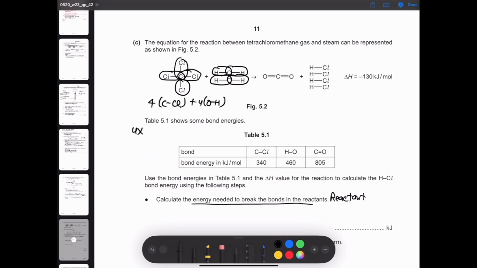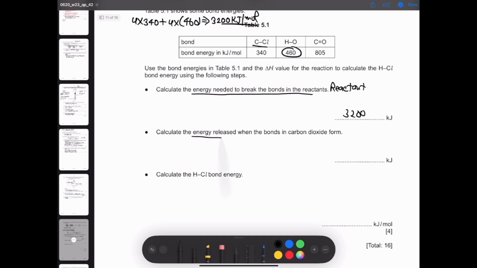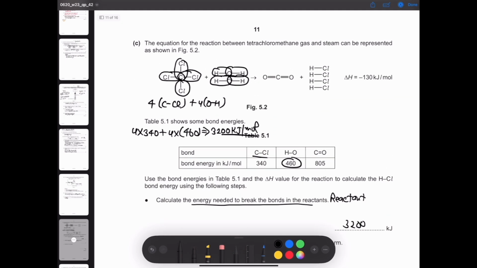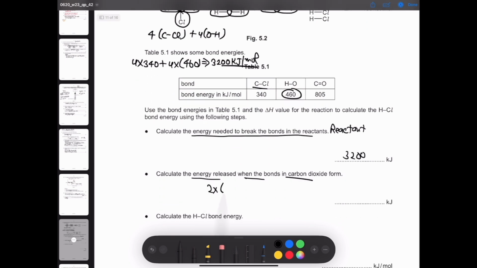Now, when you do 4 times, what is the CCl energy? 340. 4 times, what is the OH energy? 460. When you do this, your answer will come out to be 3200 kilojoules per mole. That should be the answer here. Alright. Now, calculate the energy released when bonds in carbon dioxide are formed. So you just look at carbon dioxide, there is one C double bond O, another C double bond O. There are 2 C double bond O. So that will be 2 times C double bond O, which is 2 times 805. The answer is 1610 kilojoules.